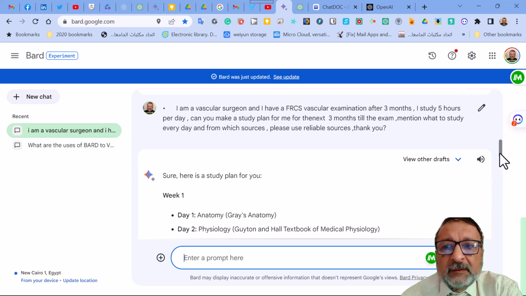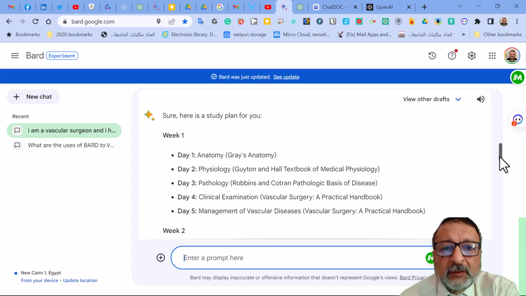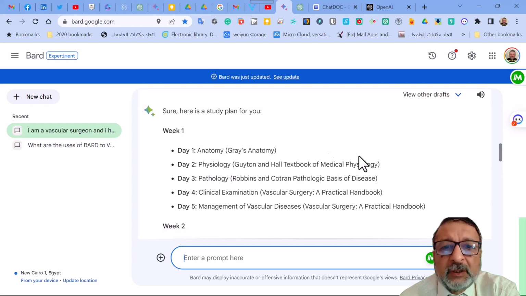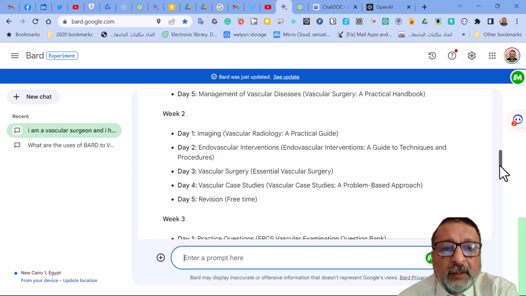Here it is. It mentioned week 1, day 1, study anatomy, day 2, physiology, day 3, pathology, and it even mentioned the source of the book: anatomy, of course, Gray's Textbook of Anatomy, clinical examination, vascular surgery practical handbook, and so on. It mentioned also week 2, day 1 until day 5. You can see it calculated the weekend as Saturday and Sunday to be resting, but I can tell it to include weekends as well.